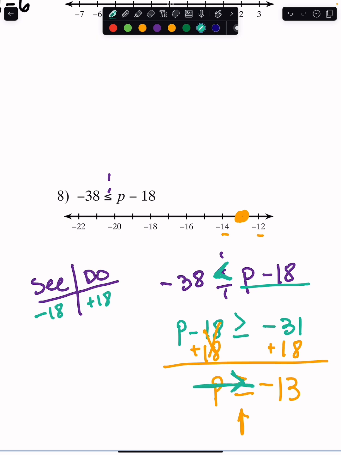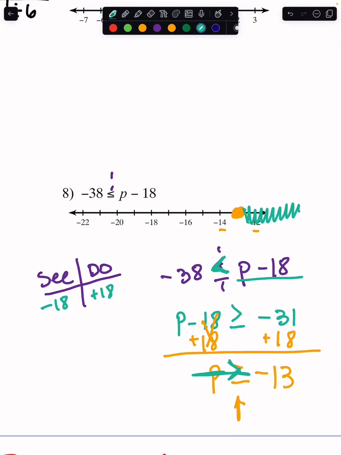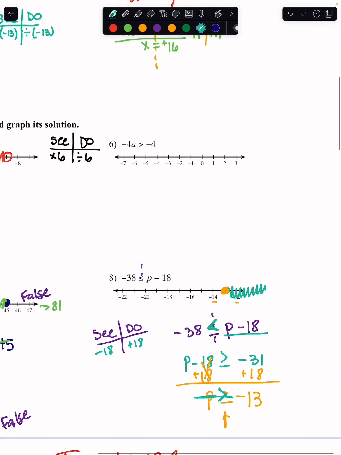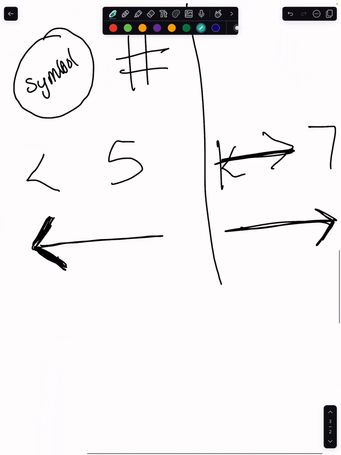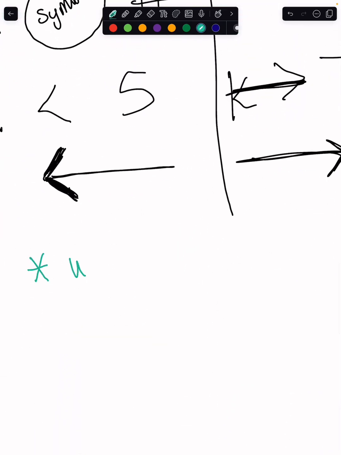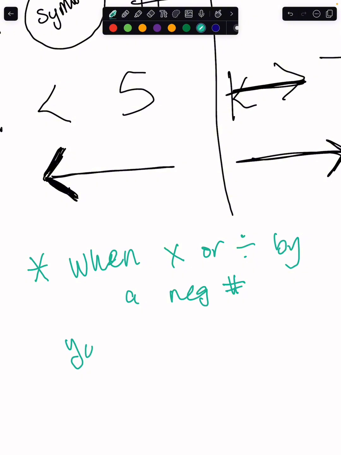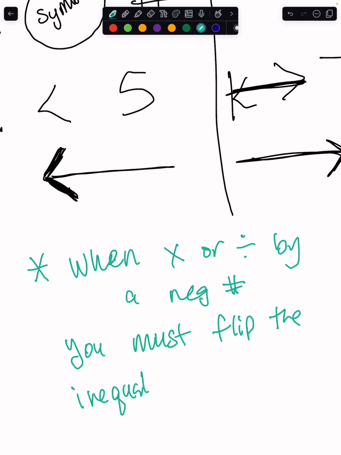Okay. One more final rule. When multiplying or dividing by a negative number, you must flip the inequality symbol. Okay? When you're multiplying or dividing by a negative number, you must flip the inequality symbol.